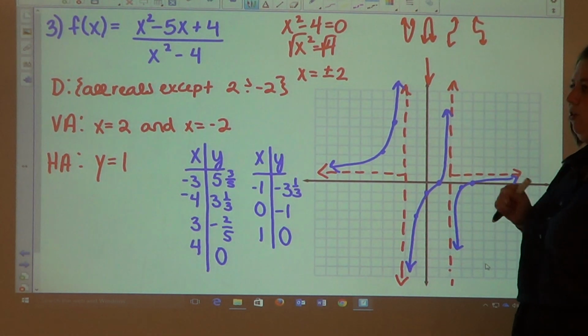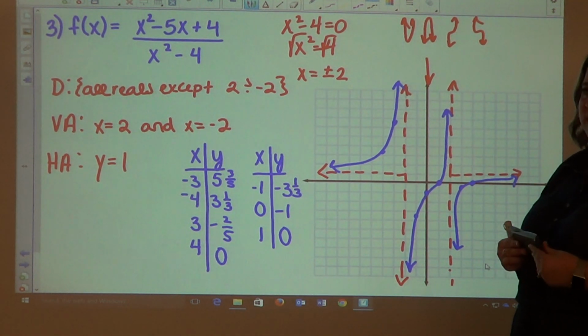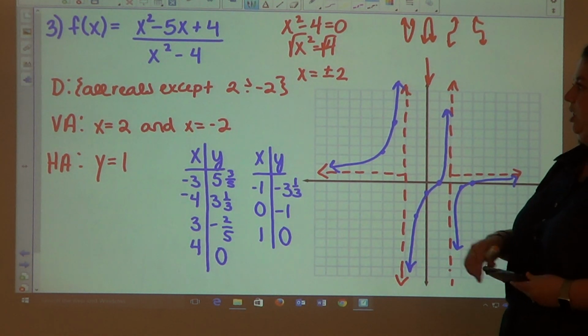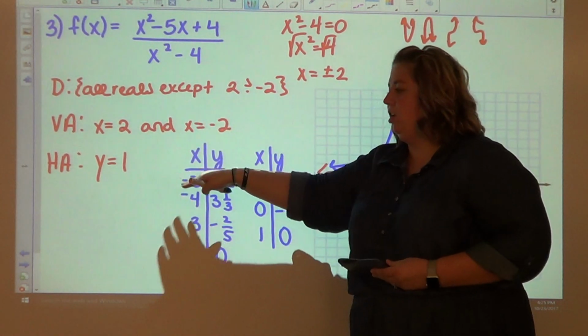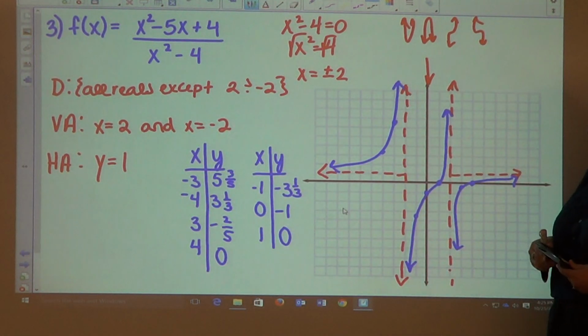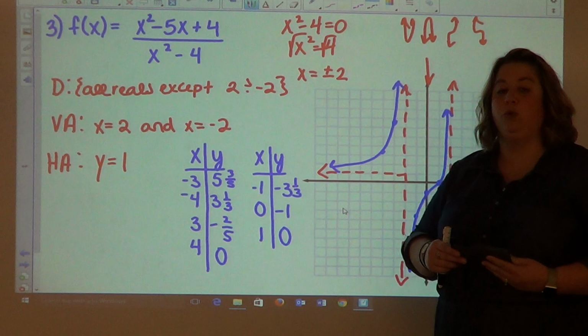Okay, this should be able to get you through 28 through 38 on the 194 assignment. Once again, domain, vertical, horizontal, and graphing is all you have to do. You can ignore the rest of the directions unless you want to do that part.